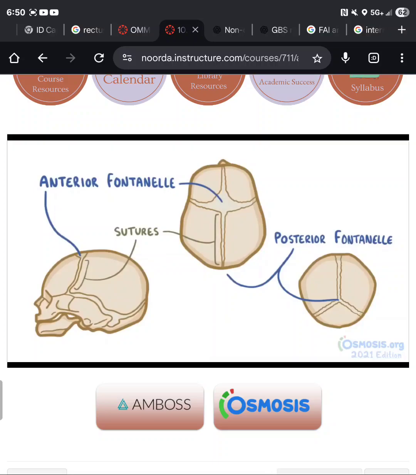After the baby's born, the fontanelles close up one by one. The last one to close is the anterior fontanelle, and it's often referred to as the soft spot on a baby's head. It closes around 18 months.